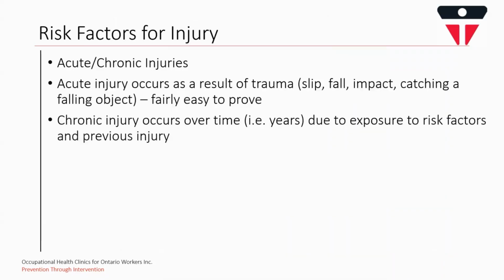The main risk factors for injuries for the shoulder are either acute injuries, which occur as a result of trauma, such as stopping yourself during a slip, fall, an impact, catching a falling object, and it's fairly easy to prove that this type of incident happens, or a chronic injury that occurs over time, for example, years, due to exposure to risk factors and also previous injuries. This is where the main issue comes with proving work-relatedness for compensation claims: the chronic injuries.